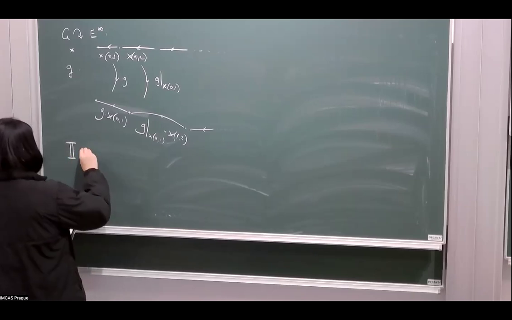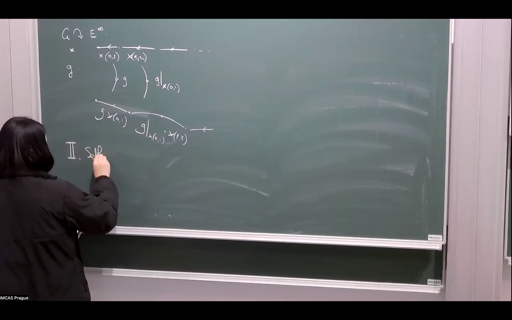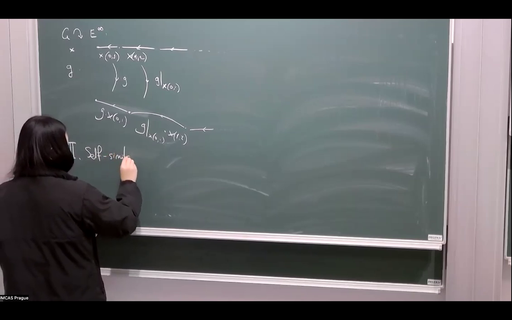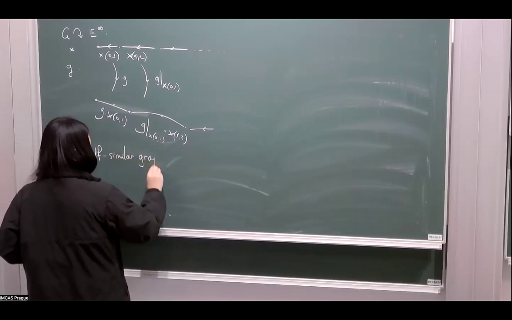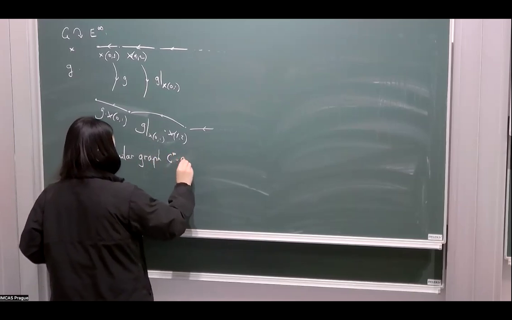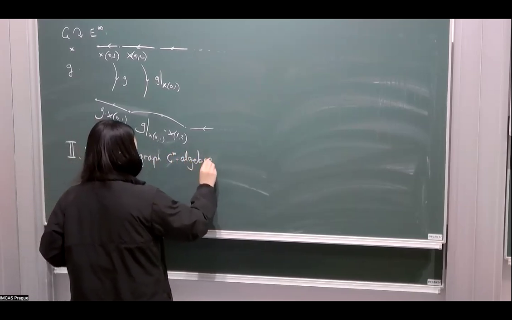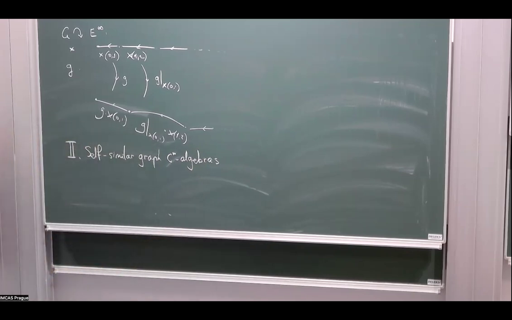Now we'll be talking about these self-similar graph C-star algebras. There are various parts of the data that you need to encode into C-star algebras. As you can see from this definition, you have the data from the finite directed graph E, you have the data from G, and you also have the data from this self-similar action. These are the data you want to encode.